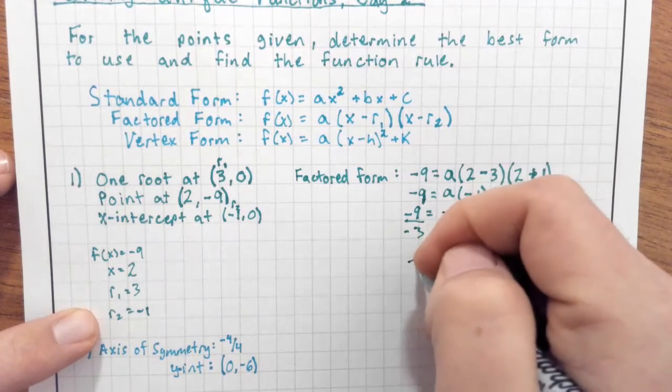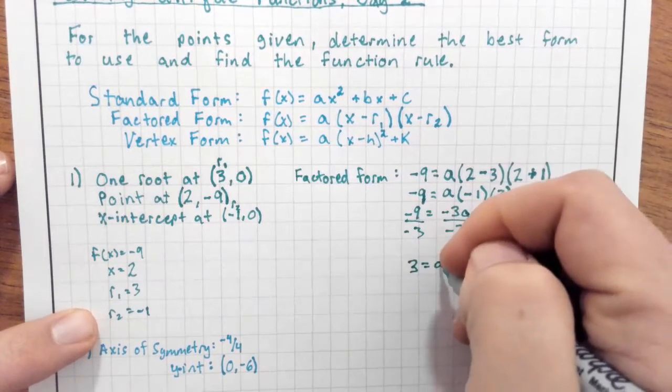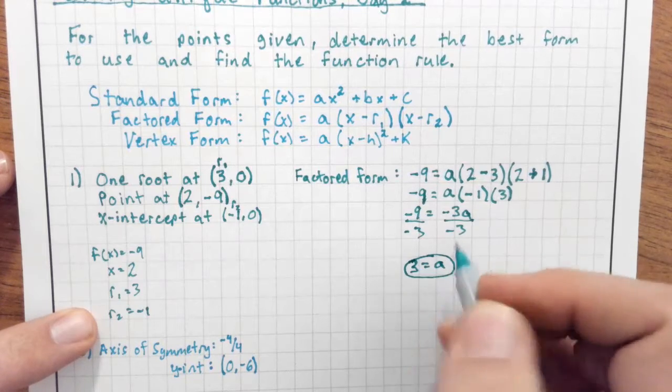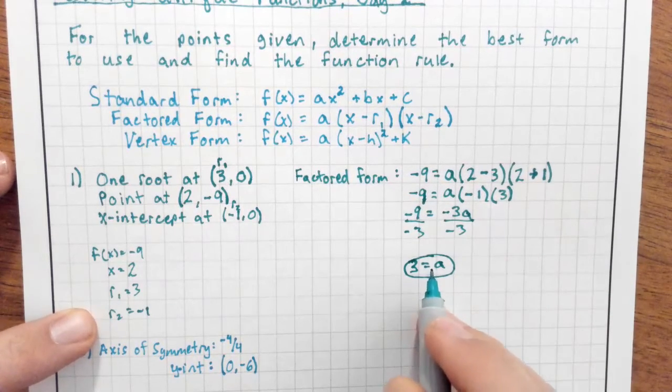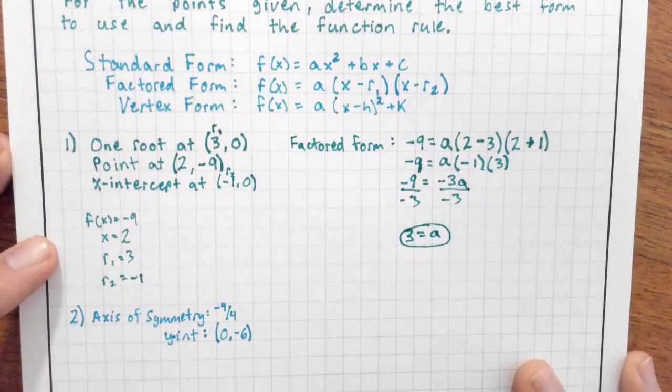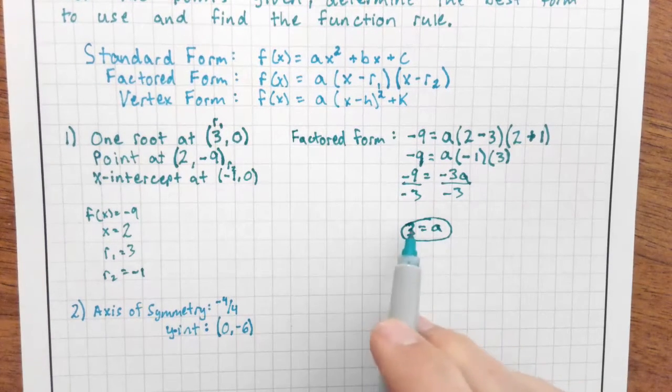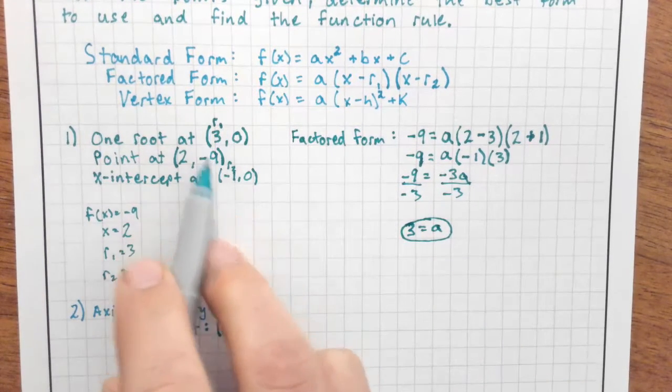And I get +3. 3 is equal to a. Now I'm not done yet. I want to find the actual function rule, but again, I needed to solve for a first in order to do that. So now let's plug everything back in and get our final solution, the actual quadratic formula that's going to pass through all 3 of these points.